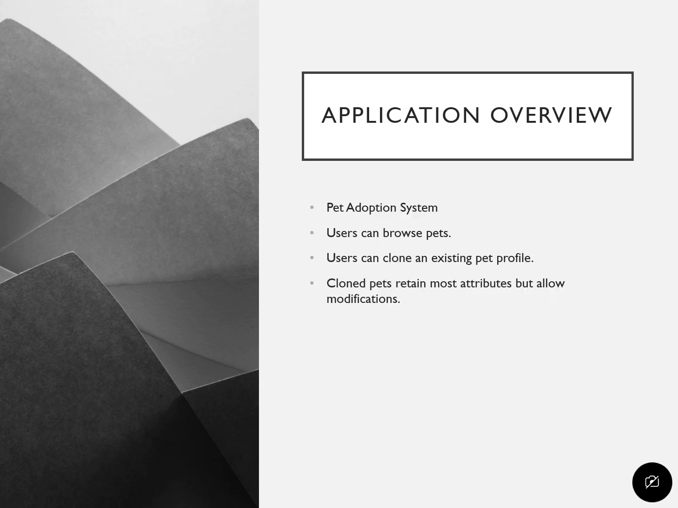Here's the application overview. Mainly in the application, we're going to talk about a pet adoption system, what type of pet they're going to adopt, and all the information. Any user can browse the pet shop, or they can look for any kind of pet if we have it in the store. They can also clone any existing pet profile, like they can clone the pet with its attributes and allow any kind of modification. It will allow the users to do any kind of modification they would like.